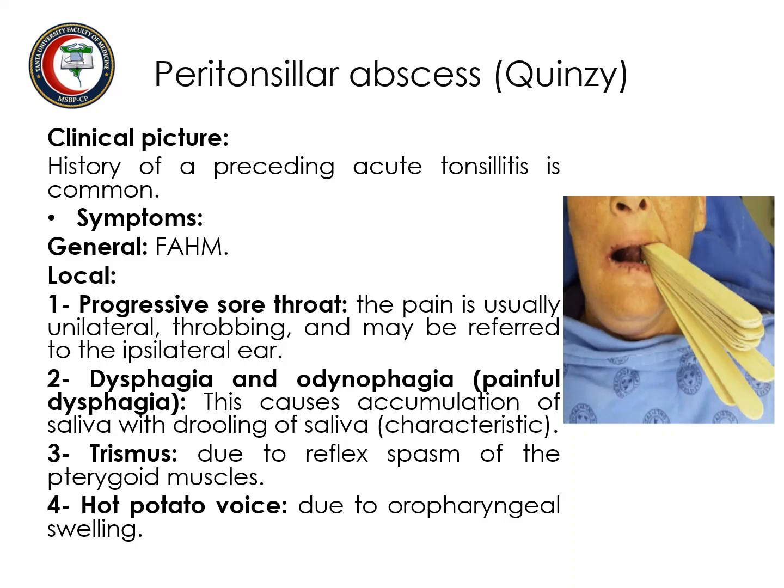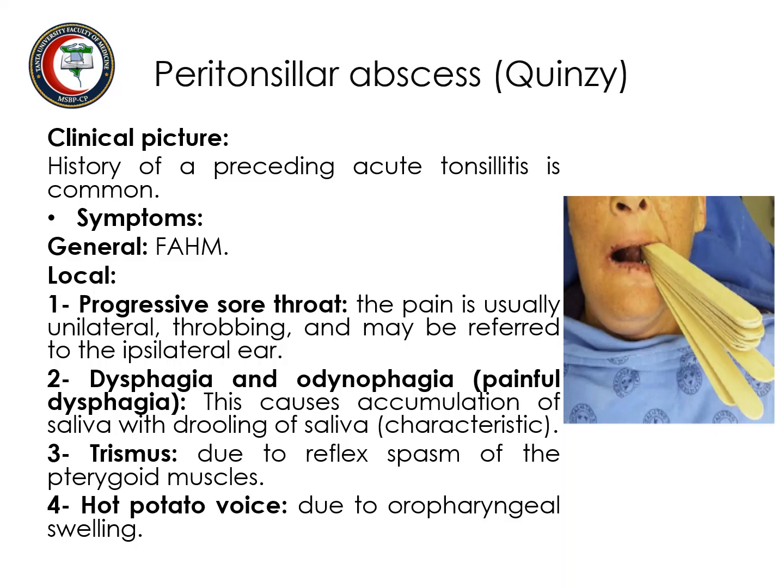The second common symptoms are dysphagia and odynophagia. Dysphagia is difficult swallowing, while odynophagia is painful swallowing. This causes accumulation of saliva, and the patient is not able to swallow his own saliva, which will result in drooling of the saliva, which is very characteristic of the peritonsillar abscess.